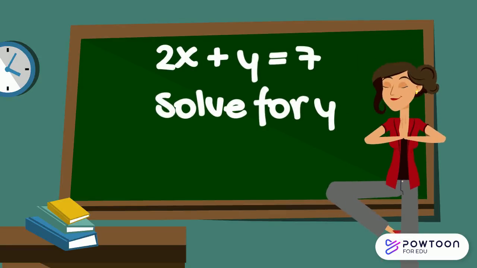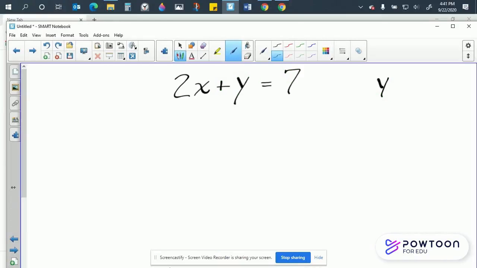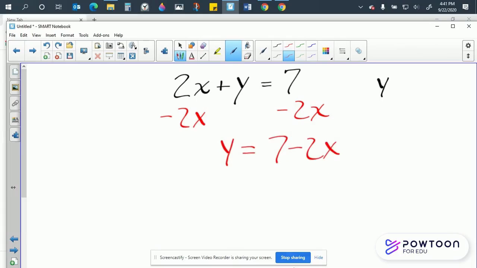Solve 2x plus y equals 7 for y. So we need to move the 2x over, and that will leave the y by itself already. So to move the 2x, we're going to do the inverse and subtract it. So y equals 7 minus 2x.